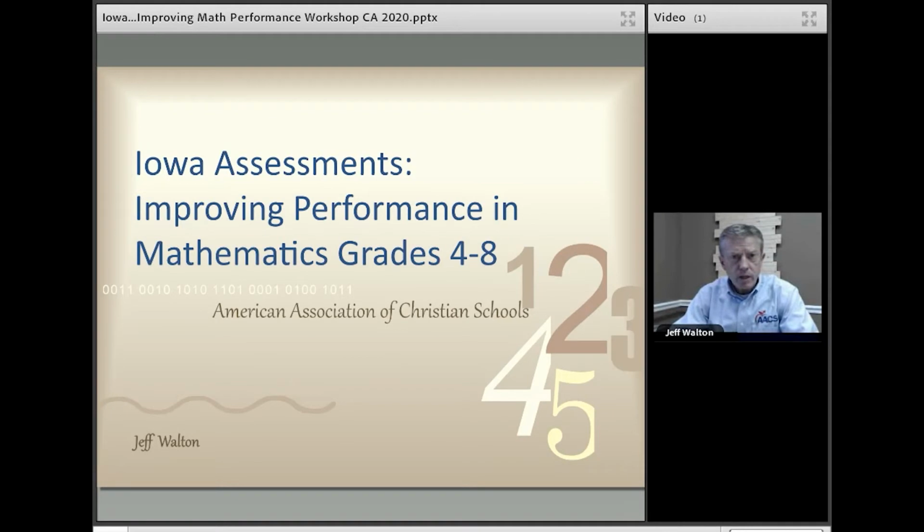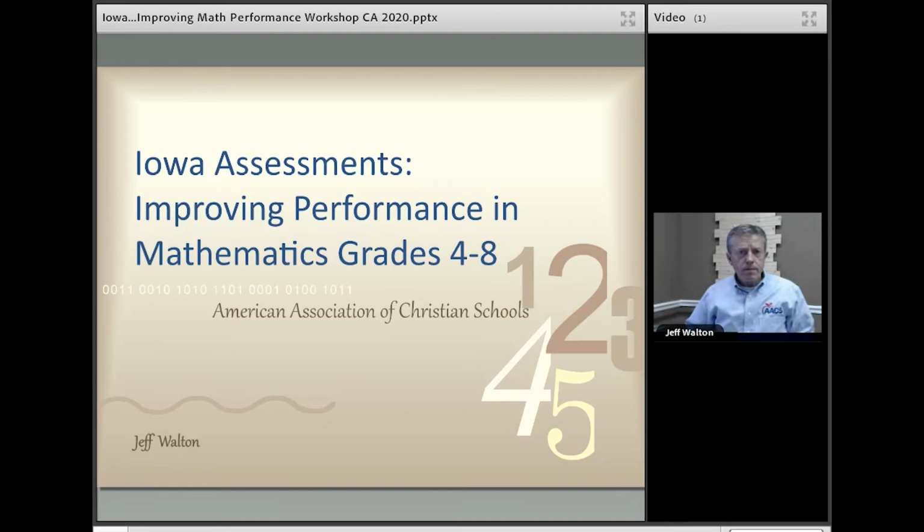And this workshop is Improving Performance in Mathematics, grades 4 through 8, using the Iowa assessments. The focus of what we're going to talk about is grades 4 through 8. I think that there's application to grades below that and above that. But most significantly, what we'll talk about addresses some issues observed through analysis of Iowa results for AACS students in grades 4, 5, and 6, with some easy carryover application to grades 7 and 8.